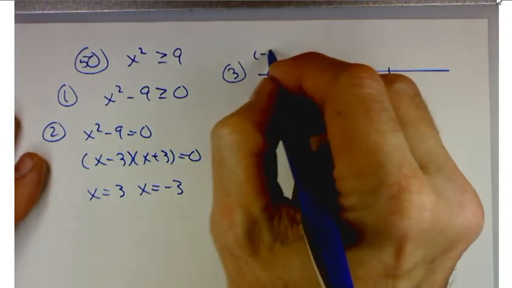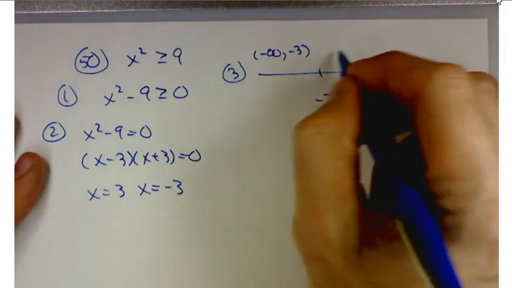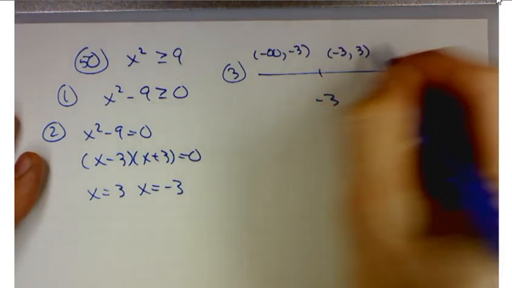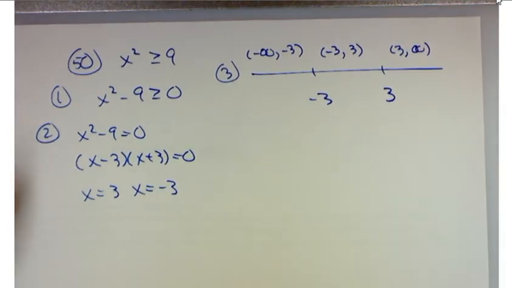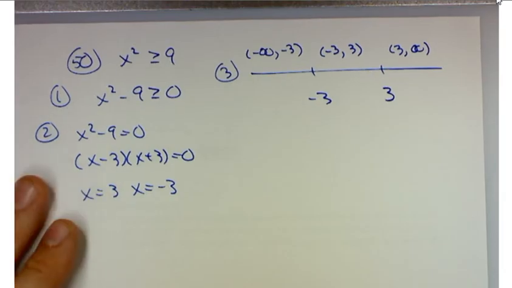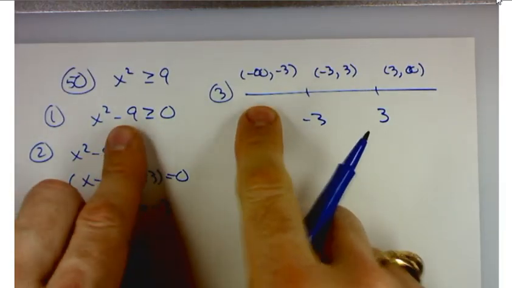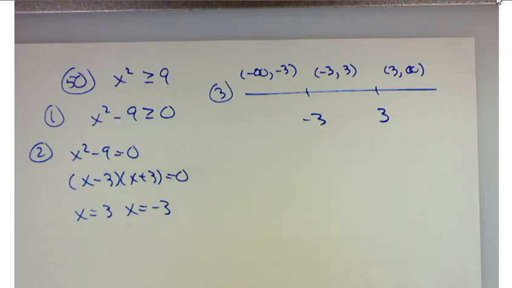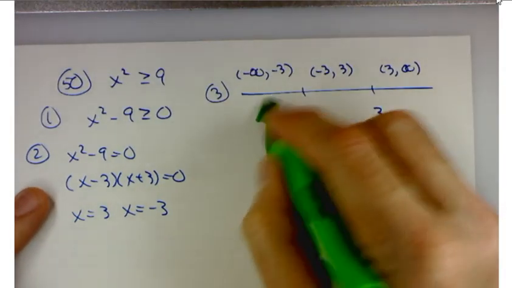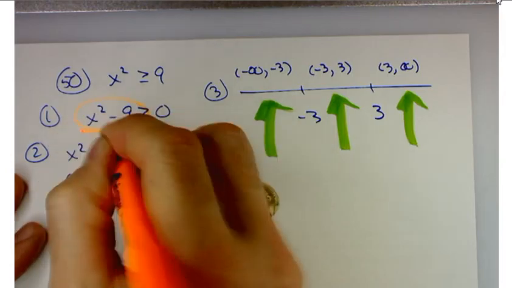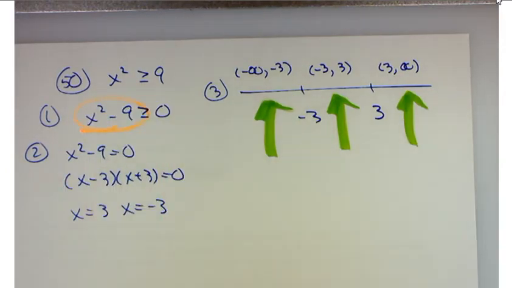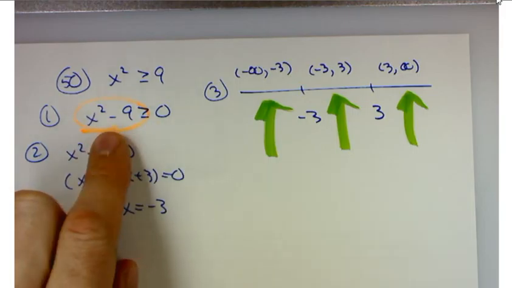The first one is negative infinity to negative 3, and negative 3 to 3, and 3 to infinity. I need to test points from each of these intervals. So I'm going to test them in this expression right here, the expression that I got when I made one of those sides equal to 0, and then this is the other side of it.